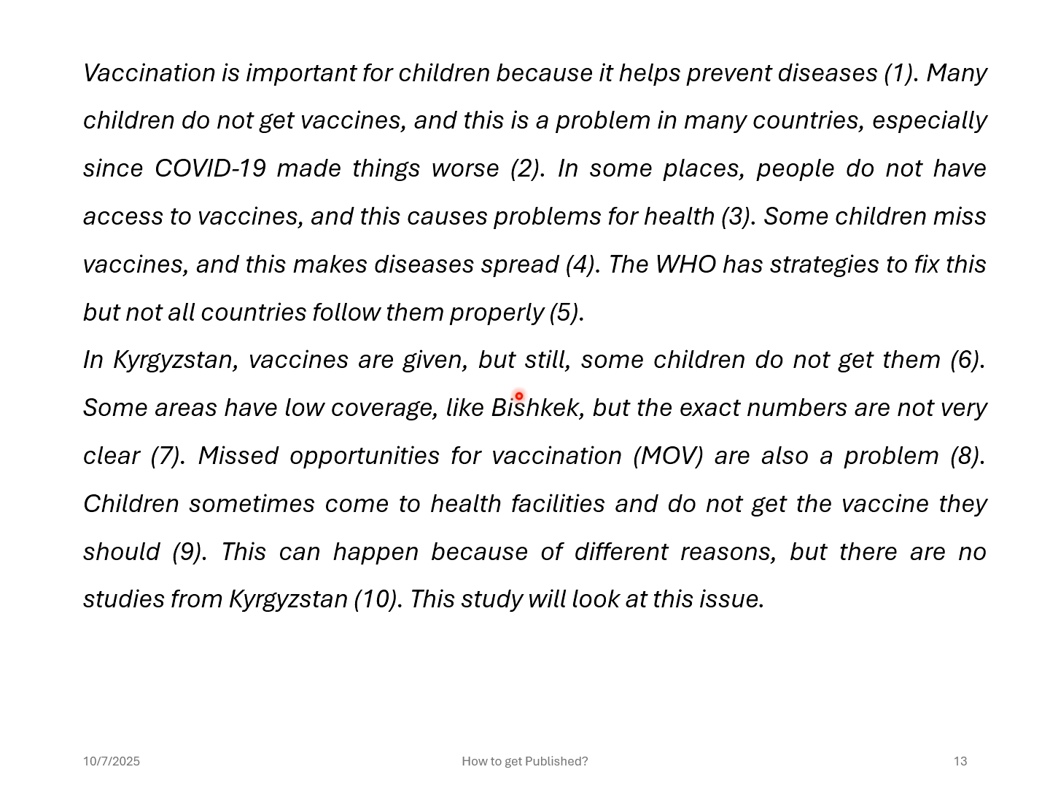In Kyrgyzstan, vaccines are given, but still some children do not get them. It's not professional. Some areas have low coverage, like Bishkek, but the exact numbers are not very clear. Missed opportunities for vaccines are also a problem. Children sometimes come to health facilities and do not get the vaccine they should. This can happen because of different reasons, but there are no studies from Kyrgyzstan. This study will look at this issue. So usually we receive papers with such kind of write-up. But if you go back and see the introduction in that paper, that was really good.